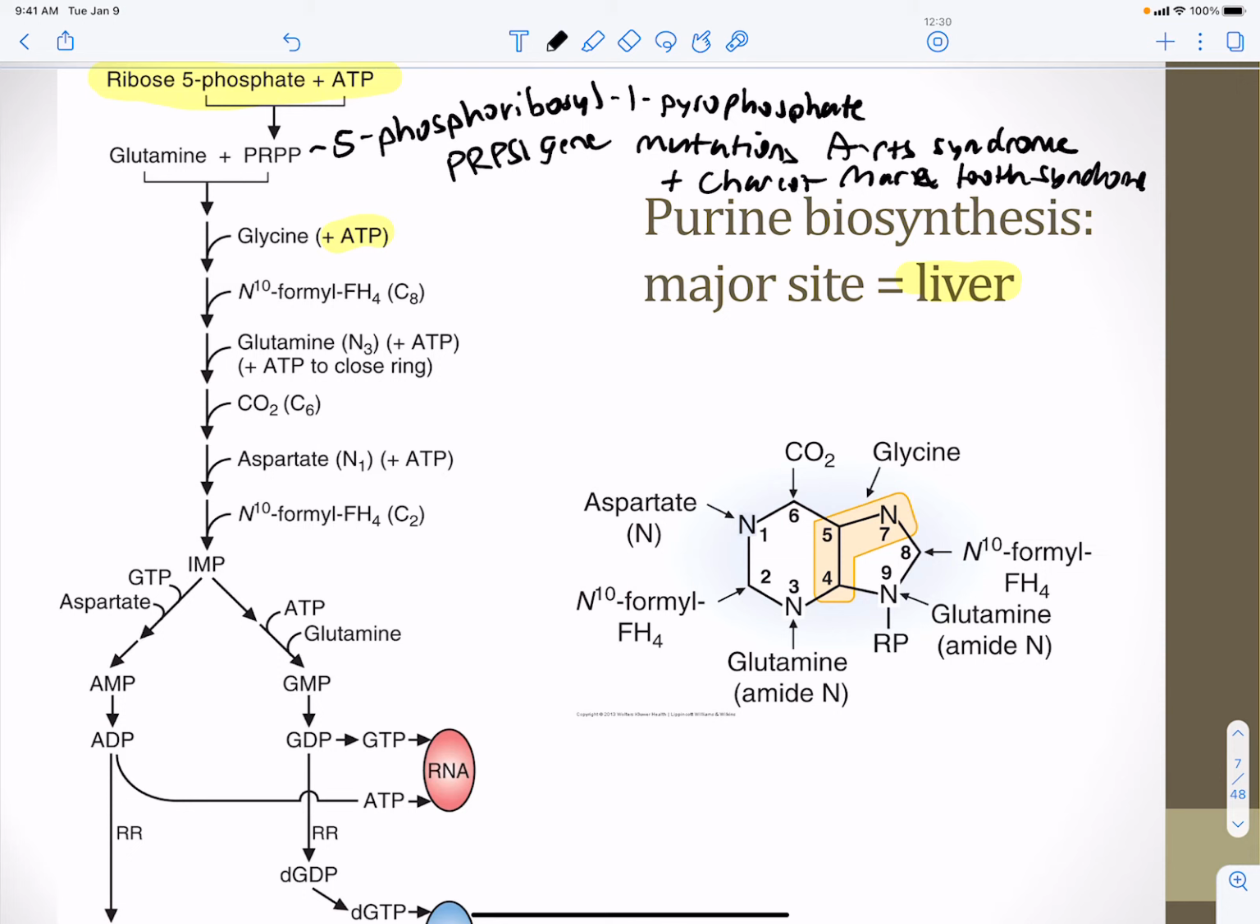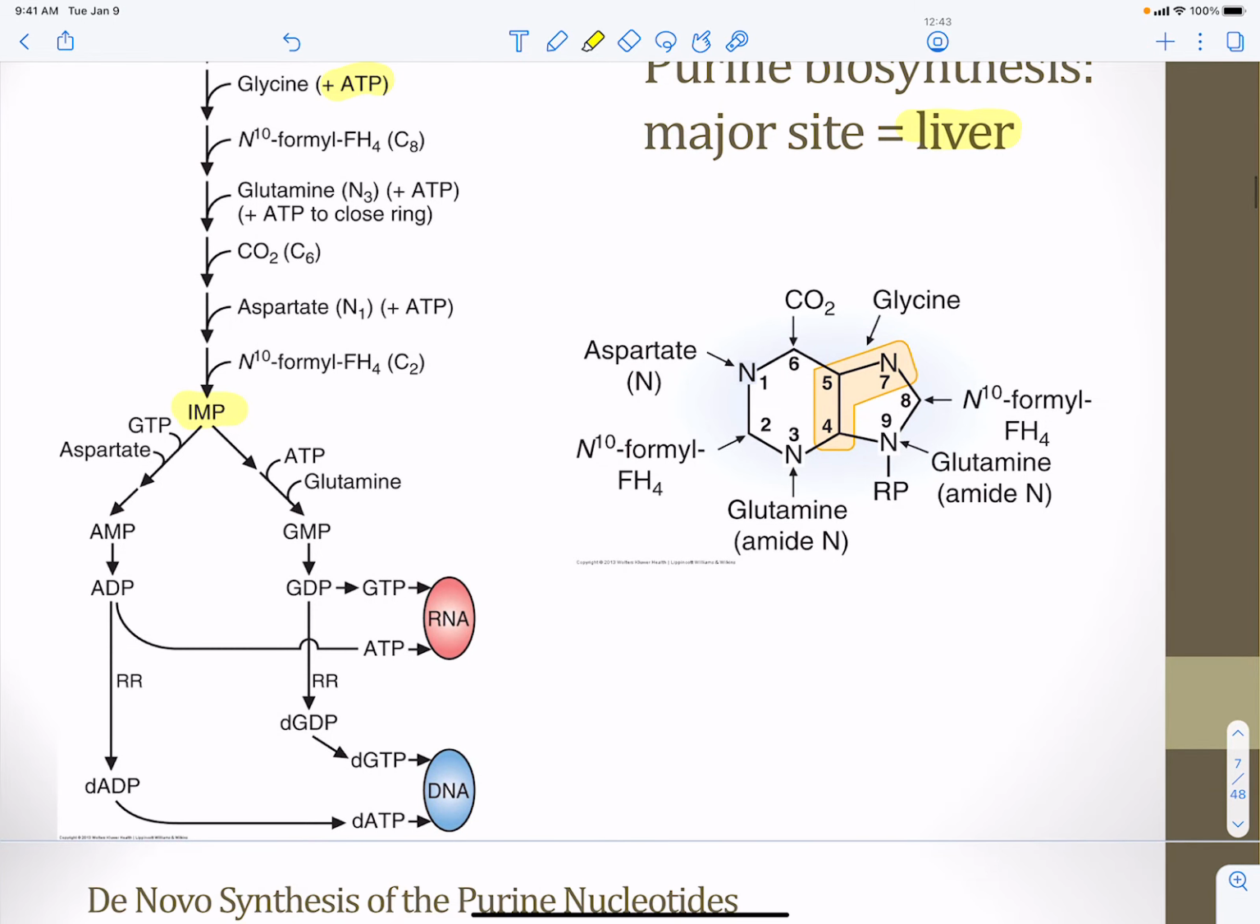Okay, so here again, we're going to go through this process. We'll go through the steps, but we're going to generate that first nucleotide, inosine monophosphate. And then via two pathways, we are going to eventually get to guanosine or adenosine. And of course, we can also make RNA with these as well as DNA.